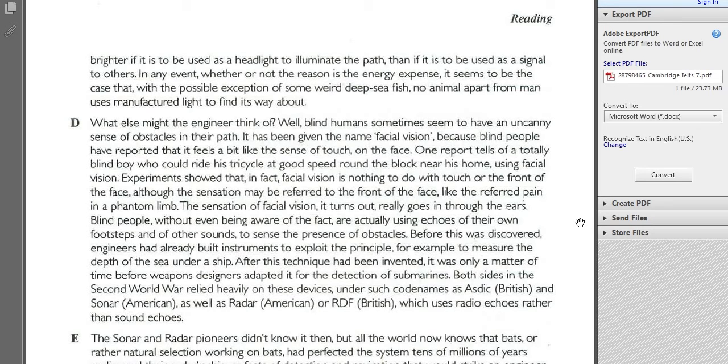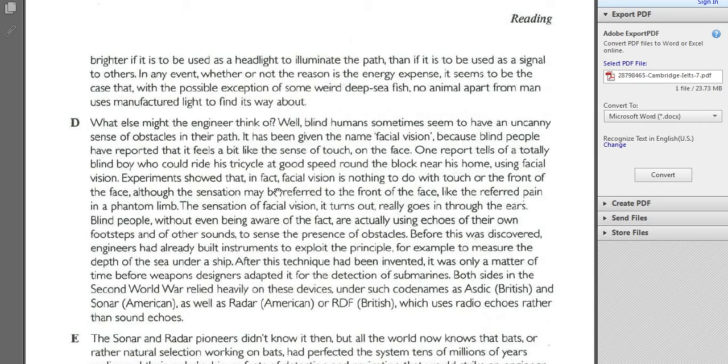And by reading carefully, I can see that it talks about, well, blind humans sometimes seem to have an uncanny sense of obstacles in their path. It has been given the name facial vision because blind people have reported that it feels a bit like a sense of touch on the face. One report tells of a totally blind boy who could ride his tricycle at good speed round the block near his home using facial vision. Okay, again, facial vision. I haven't found my answer yet, but I am close. I'm in the right area.